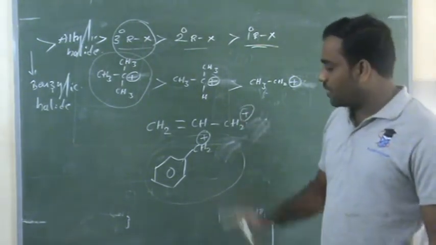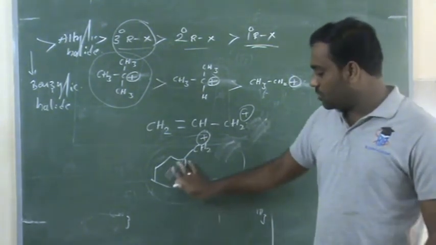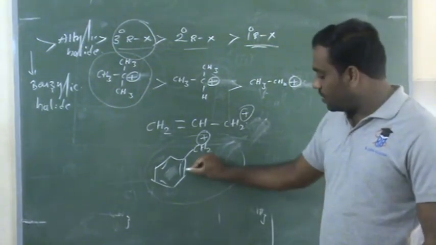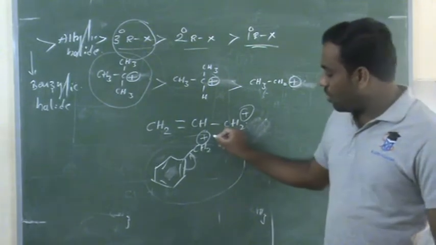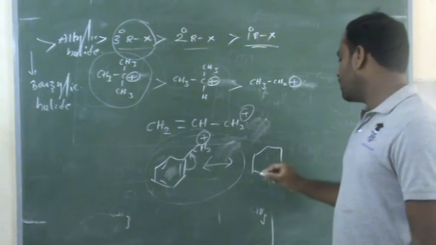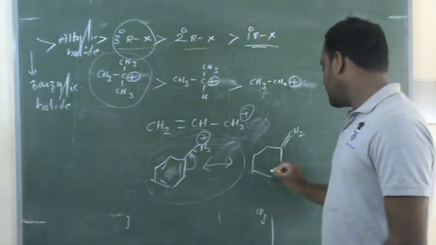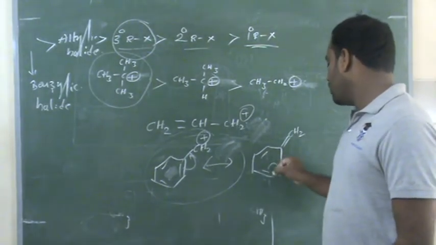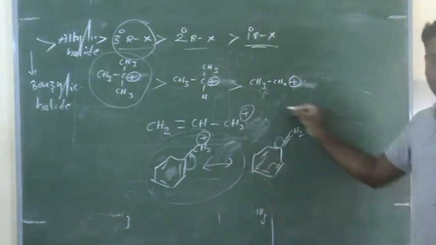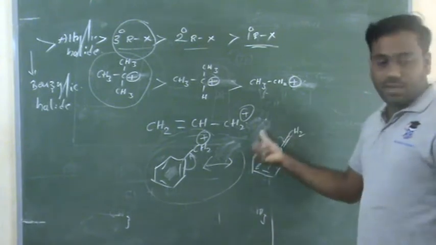Among these two carbocations, which is more stable? The benzylic carbocation is more stable. Why is the benzylic carbocation more stable? We discussed this earlier. Because this carbocation is involved in resonance with the benzene pi electrons. What is the resonance? You know already. The positive charge and the pi electrons are involved in conjugation with the benzene pi electrons, which we call a resonating structure.